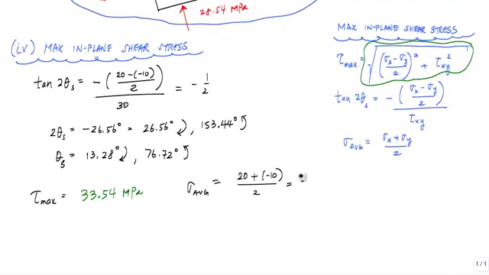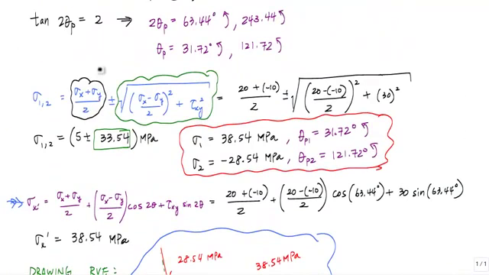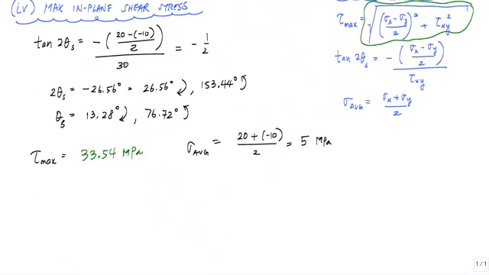Sigma average is just sigma x plus sigma y divided by 2. And technically, you've also calculated this before, which was up here. This is sigma average. There you have it. You've got the shear stress, the normal stress, and the angles associated with it. And so all I've got to do now is draw my representative volume element.